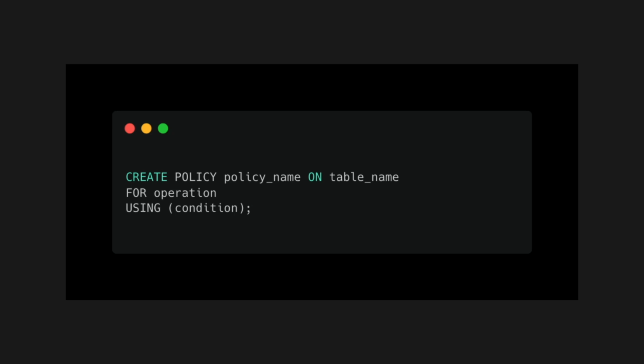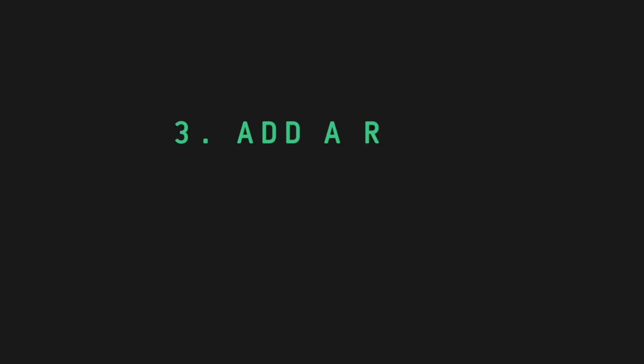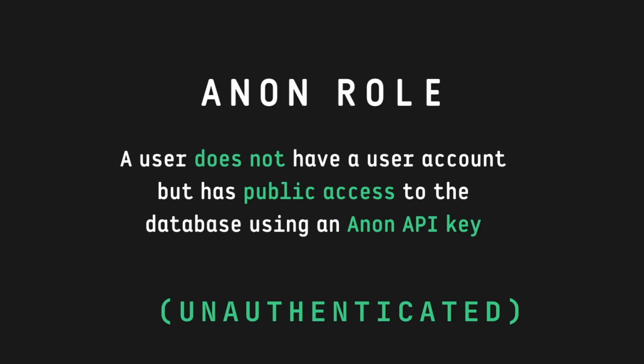So the third step is adding a role. PostgreSQL uses roles to manage access permissions. We mentioned that. And Supabase maps every request to one of the many roles that it has, but mainly we have two. The anon role, which is an unauthenticated request where the user is not logged in. So an anon role does not have a user account but has public access to the database using an anon API key, and that's the role we're going to use when interacting with the Supabase database from our app level. They will be anonymous users.